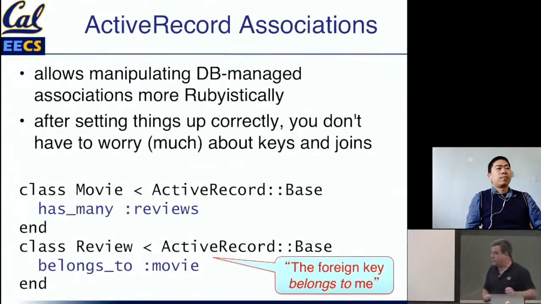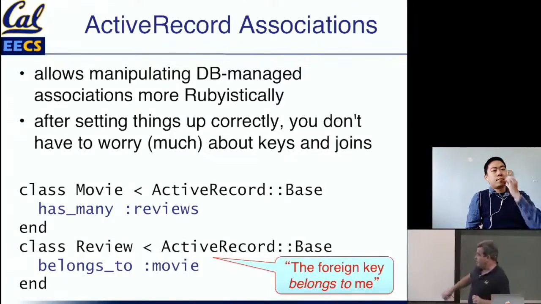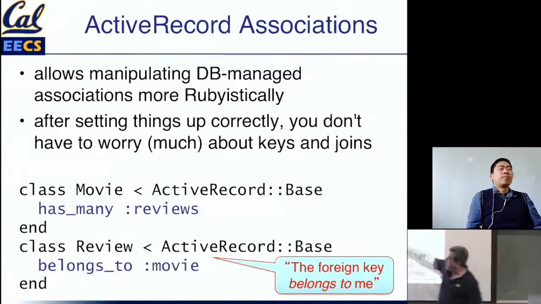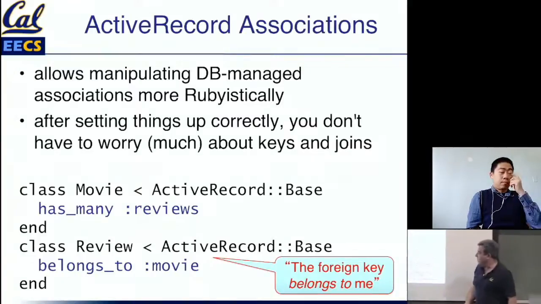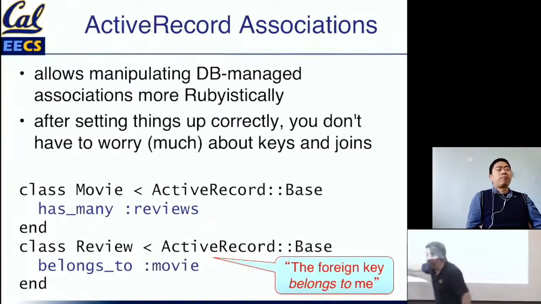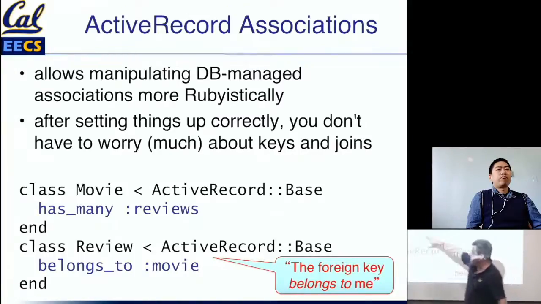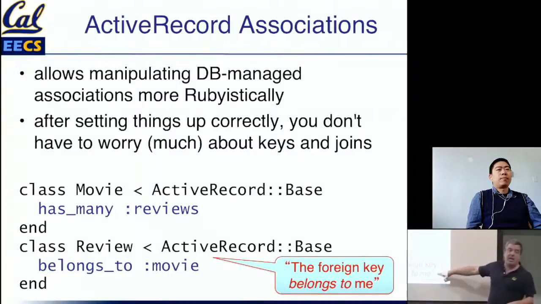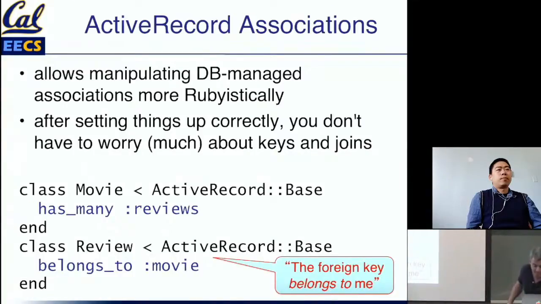And by the way, if you have trouble remembering where the foreign key goes, this is the mnemonic that I use. When I'm declaring relationships, if a movie has many reviews, which one gets has many, which one gets belongs to, the foreign key belongs to me. So if I say that a review belongs to a movie, because that's how a movie can have many of them, then the review table is the one that's going to have the foreign key back to the movies table, not the other way around. So this is just my little way of remembering this. Maybe it will help you.